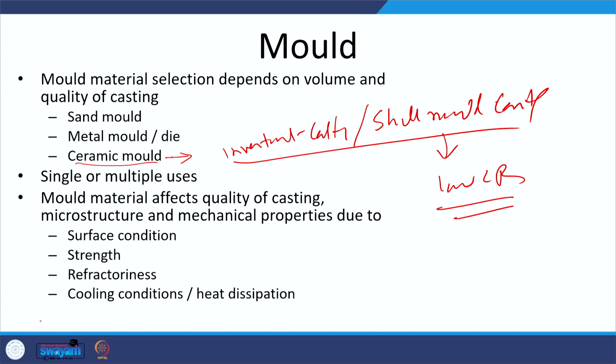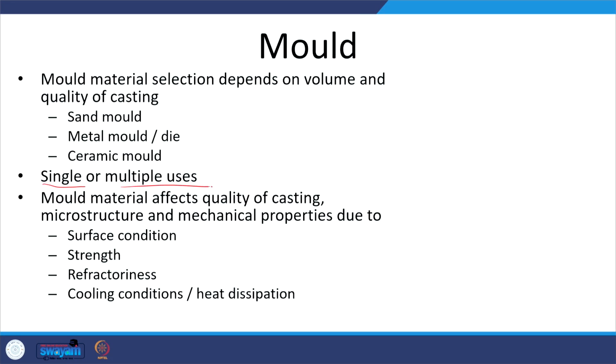Now, as I have already said, molds can be for single use or multiple uses. Single use molds are basically sand molds, and also the ceramic molds used in investment casting and shell mold casting. These are also single use. For multiple uses, we use the metallic mold, or die casting, or metallic dies. Depending upon the mold material, we get a lot of difference in the characteristics of the mold which is produced. So, mold material affects the quality of casting.